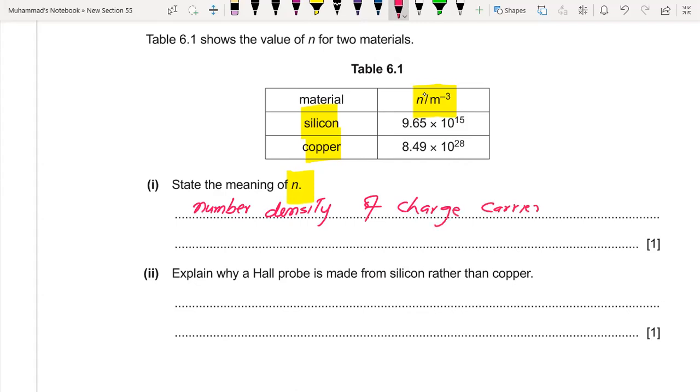They can be free electrons, or in case of semiconductor, they can be holes as well. Charge density is the number density of free electrons. Explain why the Hall probe is made from silicon rather than copper.